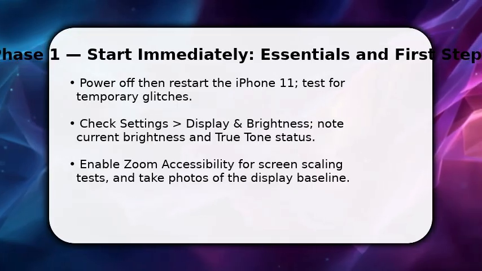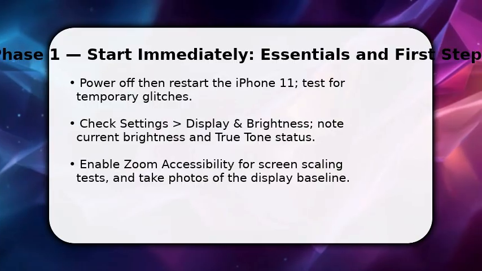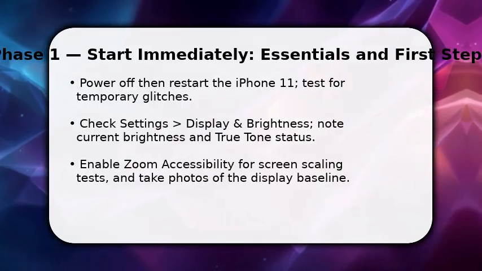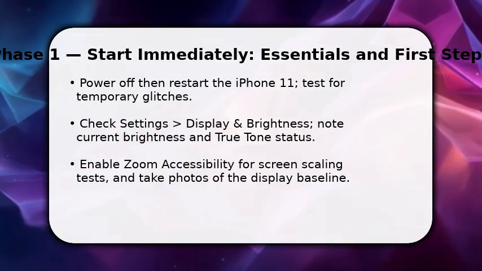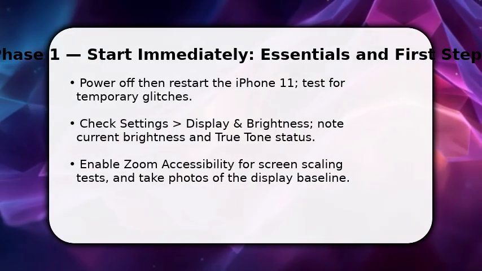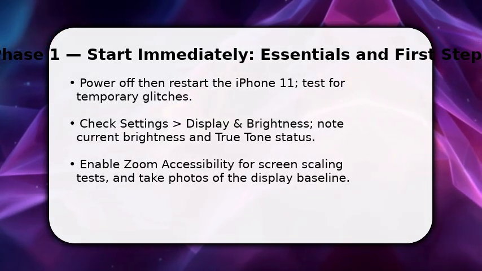You begin by eliminating simple causes. Power off and restart the phone to clear transient issues, then go to Settings, Display and Brightness, and record current values so you can compare. Next, enable Accessibility Zoom to inspect scaling and dead zones. This helps reveal touch or rendering problems.